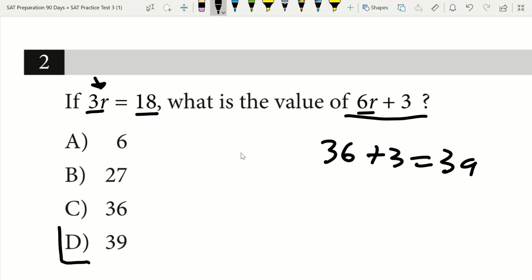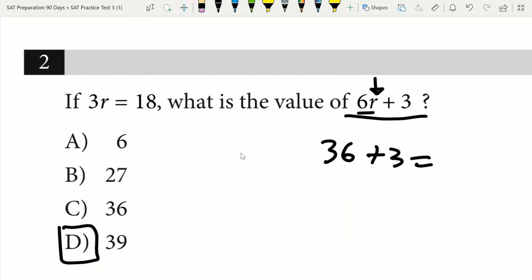Notice how much faster that is than if I was to divide each side by 3 here, and then get 18 over 3 equals 6, then plug 6 in for r, do 6 times 6, and then add 3. Notice how many more steps that is versus if I just recognize that if 3r equals 18, then 6r has to equal double 18, since 3r times 2 is 6r. 18 times 2 is 36. 36 plus 3, that must be 39.